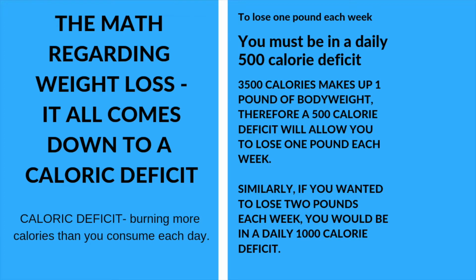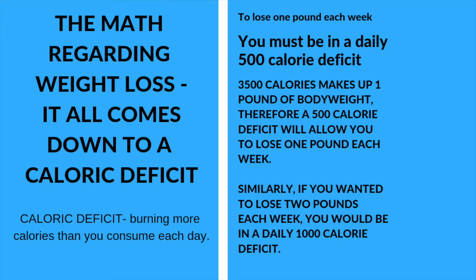What you are doing is putting yourself in a caloric deficit, meaning that you're burning more calories than you're consuming. 3,500 calories make up a pound of body weight, so a caloric deficit of 500 calories will allow you to lose 1 pound each week. If you wanted to lose 2 pounds a week, you would follow the same plan, except you would be in a 1,000 calorie deficit. Weight loss is determined by calories in versus calories out.